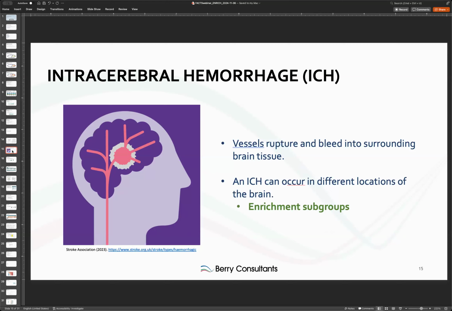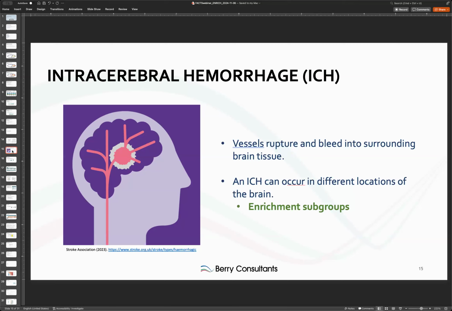The brain behind the burst vessel is now deprived of oxygen-rich blood. So these are bad strokes. All strokes are bad. These are very bad strokes. And an ICH can occur in different locations of the brain.